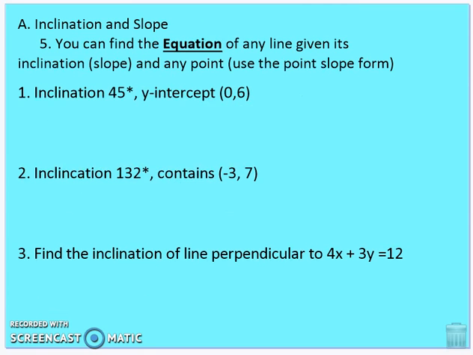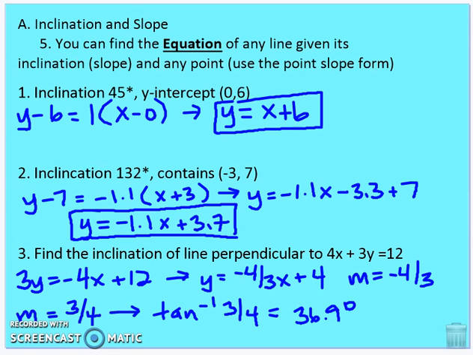All right, so now I want you to find the equation of the given lines based on the criteria below. So I'm going to pause here and then come back. All right, so in this case, I have an inclination of 45 degrees. Y-intercept is 0, 6. I find out by taking the tangent of 45 degrees that my slope is 1. I set the equation up in point-slope form. y minus 6 is equal to 1 times x minus 0, rewriting as y is equal to x plus 6.